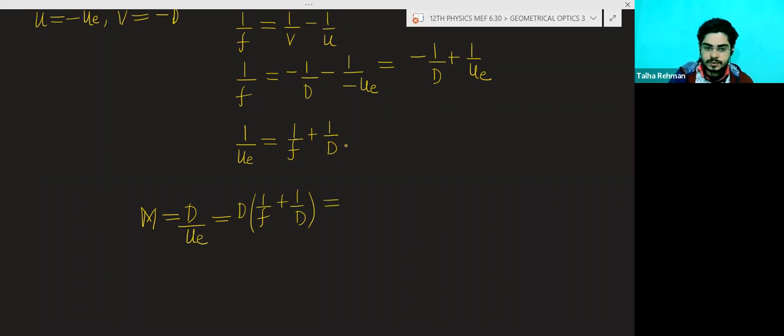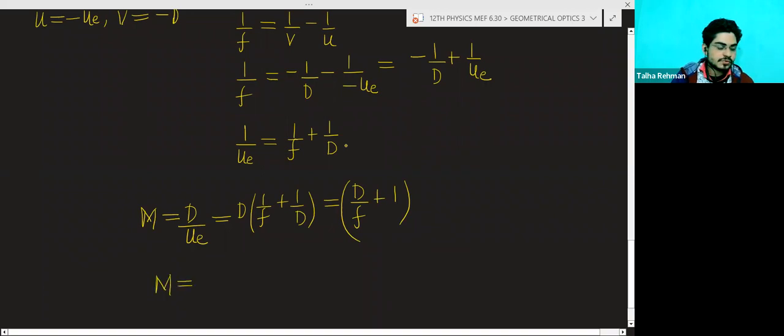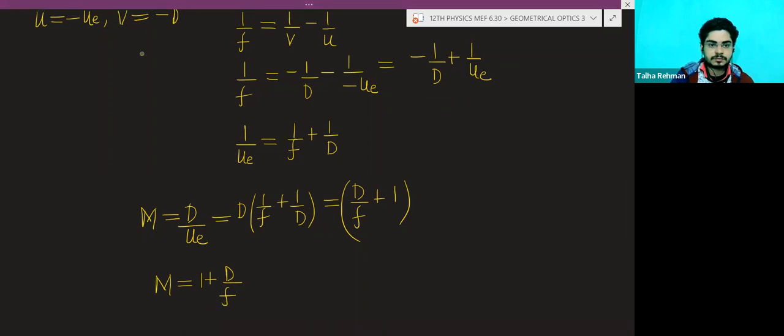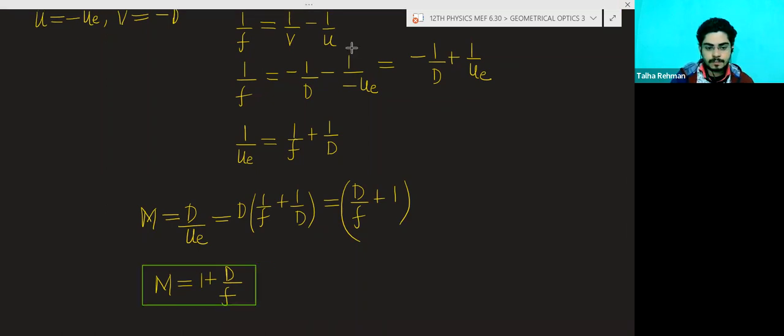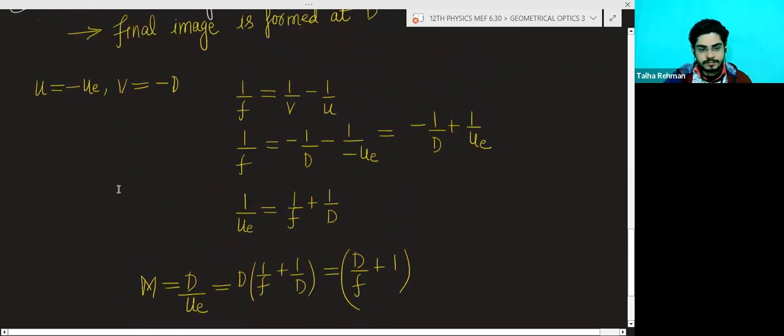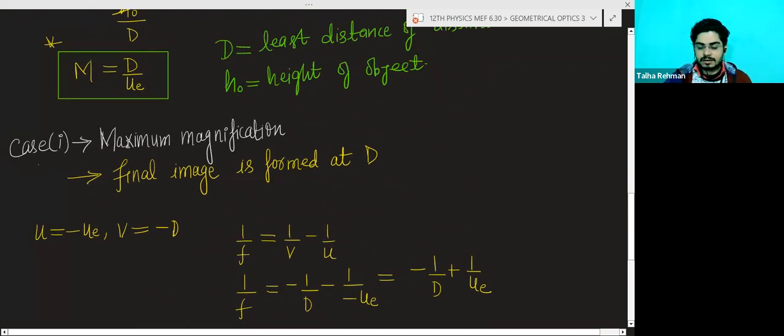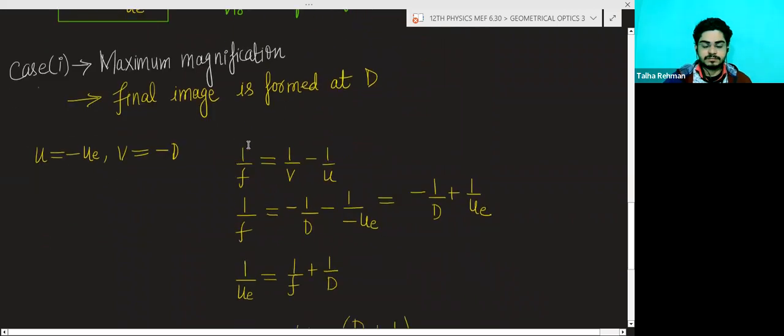Now multiply by D. You will get D by F plus D by D, which is 1. So 1 plus D by F, so the magnification you will get is 1 plus D by F. What is D? 25 centimeters. F is the focal length of the lens. So this is the case when the magnification is maximum.